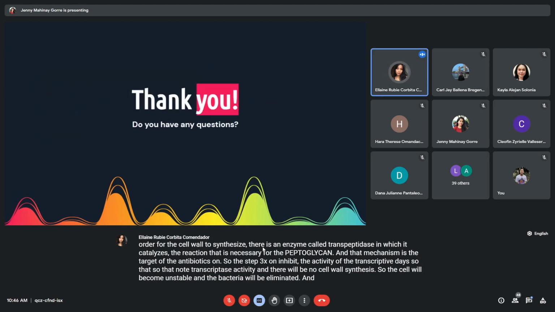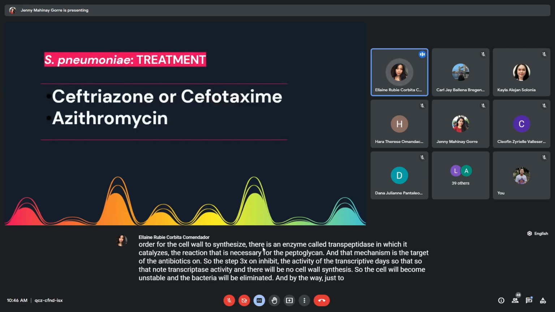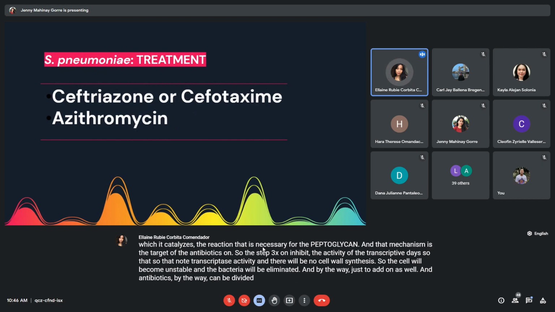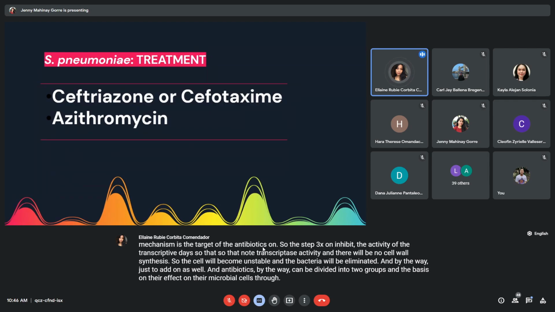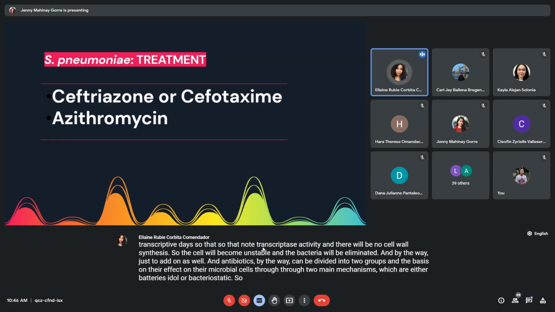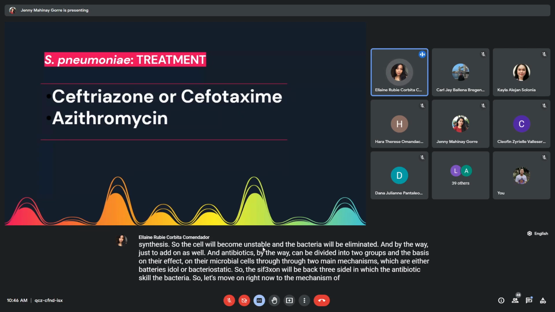And by the way, just to add on as well, antibiotics can be divided into two groups on the basis of their effect on the microbial cells through two main mechanisms, which are either bactericidal or bacteriostatic. So the ceftriaxone will be bactericidal, in which the antibiotics kill the bacteria. So let's move on right now to the mechanism of azithromycin.